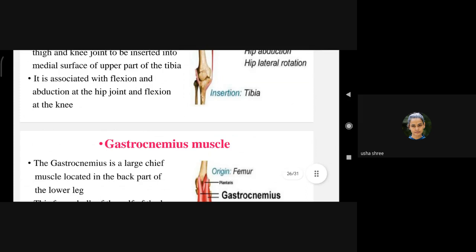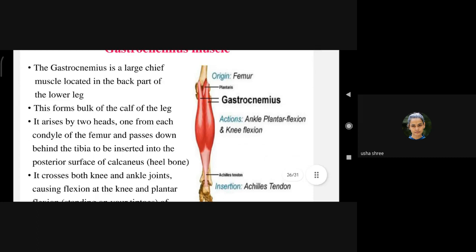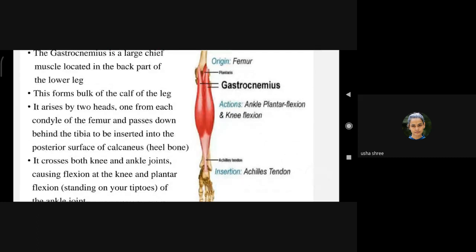Now, gastrocnemius muscle. Gastrocnemius is a large stiff muscle located in the back part of the leg. This forms the back of the calf of the leg. It arises by two heads from each condyle of the femur and passes down behind the tibia to be inserted into the posterior surface of the calcaneus, or heel bone. You can see here where it is inserting.